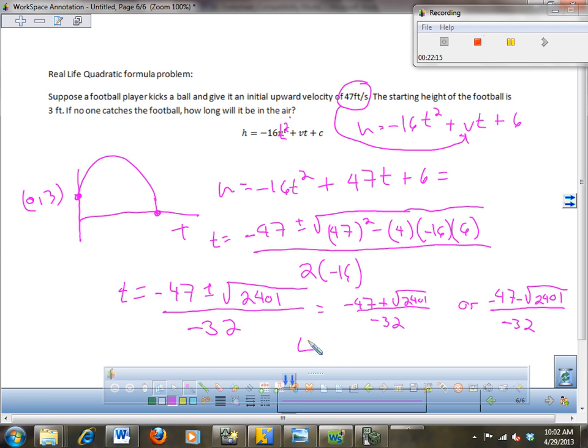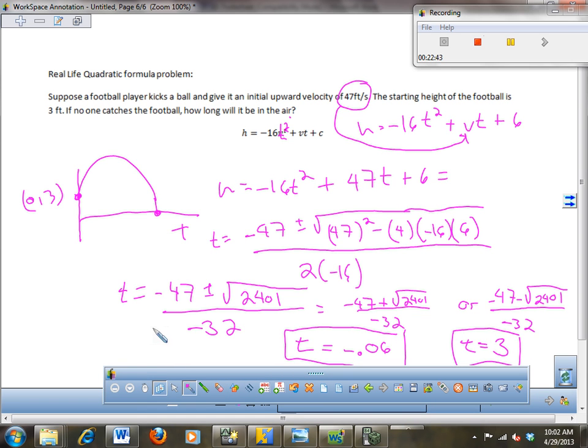And if you do this one, you get negative 0.06. For this one, you get negative 0.06. And for this one, you get exactly positive 3. So here's your two answers. Okay? Now it so happens you're trying to figure out what time the ball hits the ground. So which of these things can I throw away?